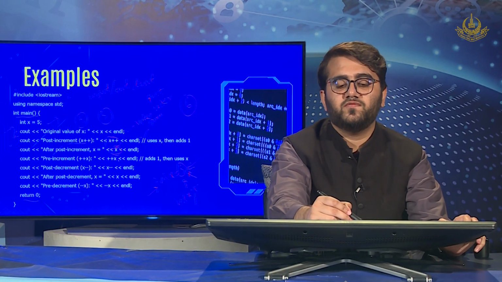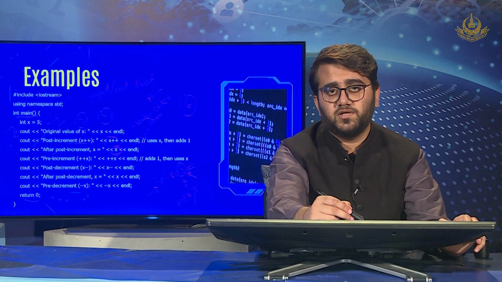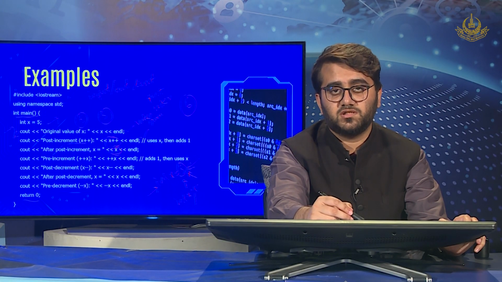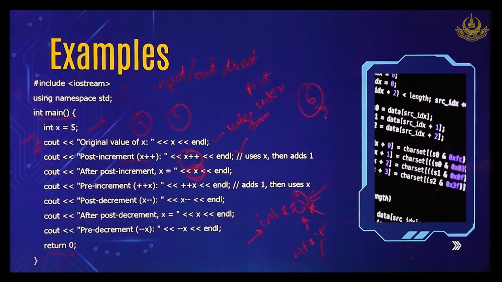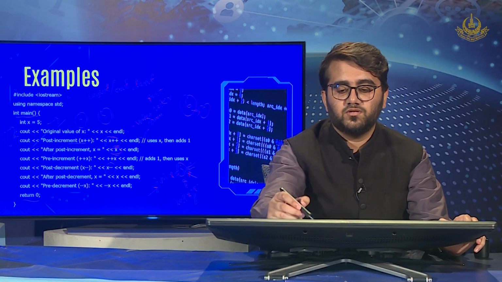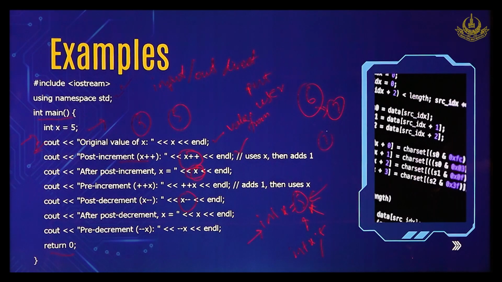In the next statement, we are doing pre-increment. What does pre-increment mean? Pre-increment means that you change the value first and then print it. So, we are changing the value from 6 to 7 and the 7 will get printed. And then we are doing post decrement, so we print the value first, so 7 will again be printed, and then the value will change to 6.